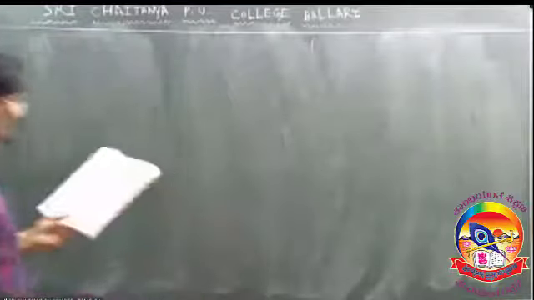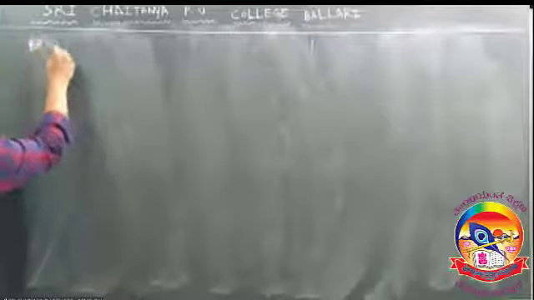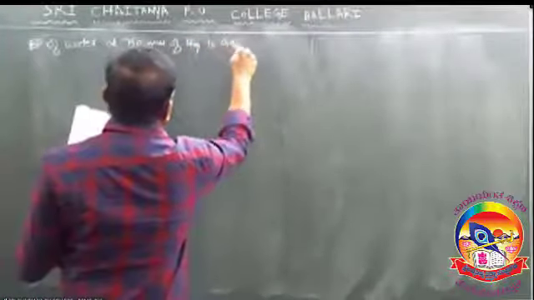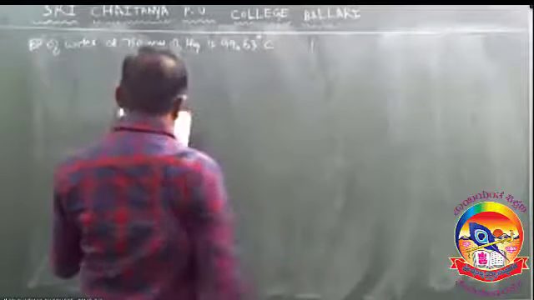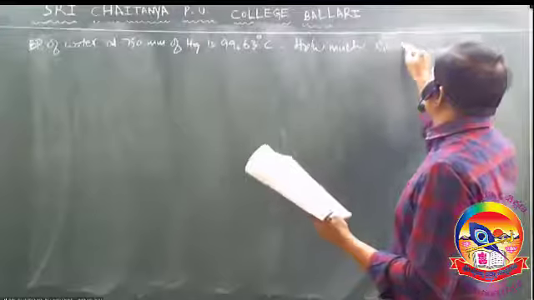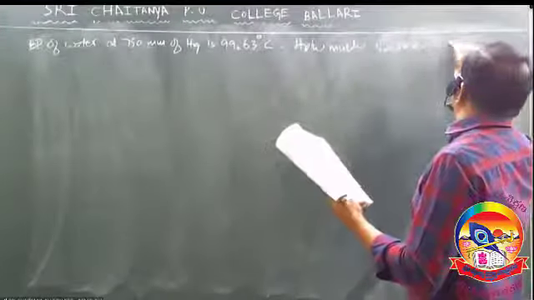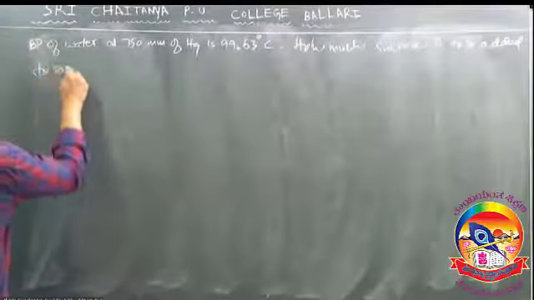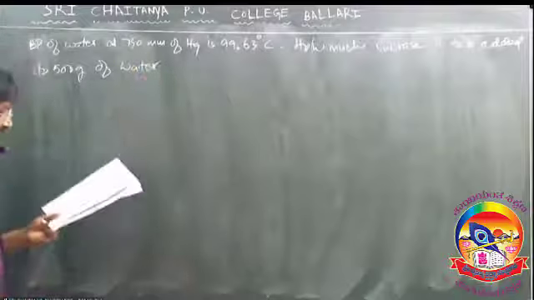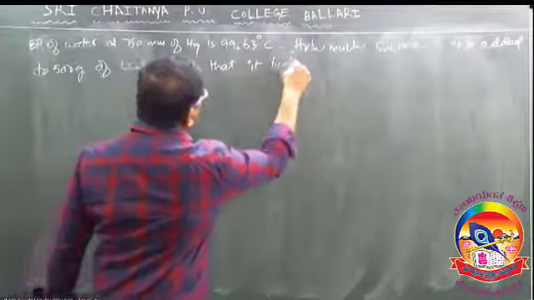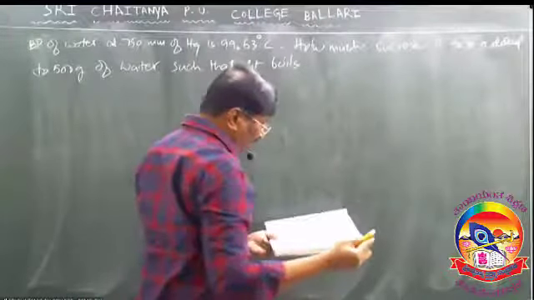Listen. See, the first one, you can note down: BP of water at 750 mm of Hg is 99.63 degrees C. How much sucrose is to be added to 500 grams of water, such that it boils at 100 degrees C? 100 degrees C.